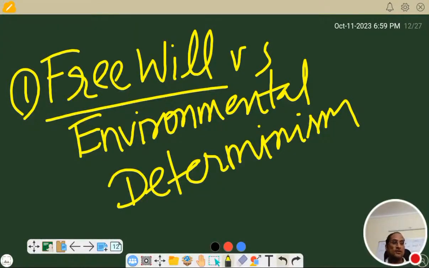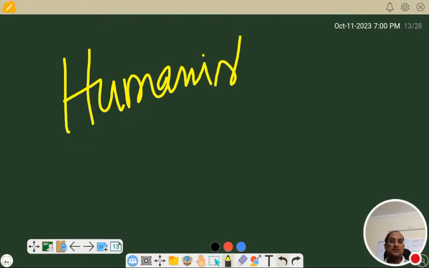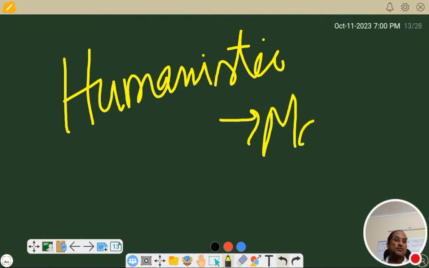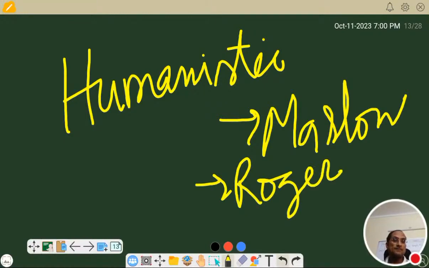That was followed by the humanistic perspective in psychology. We'll deal with that later on, but let's understand what free will means. The humanistic perspective propounders, especially, who are the two people whom you should remember? Maslow and Rogers. Maslow and Rogers, these are the main propounders of the humanistic perspective.